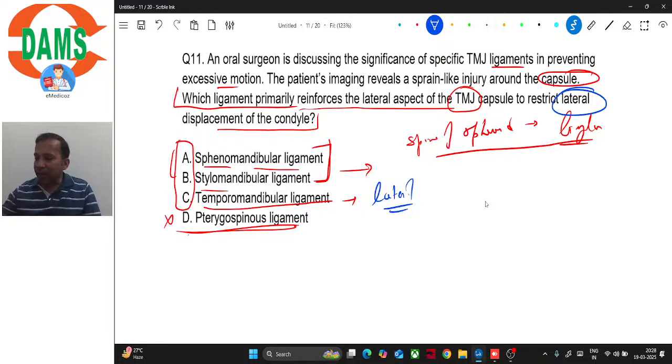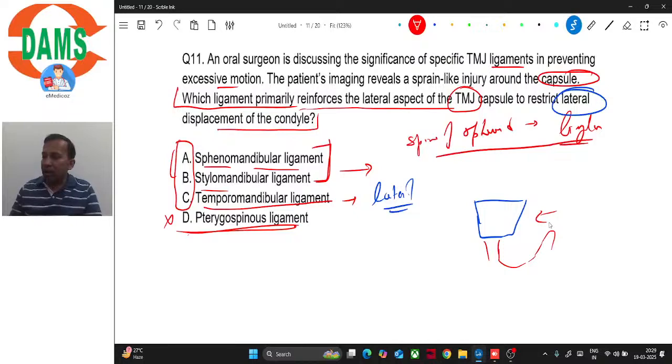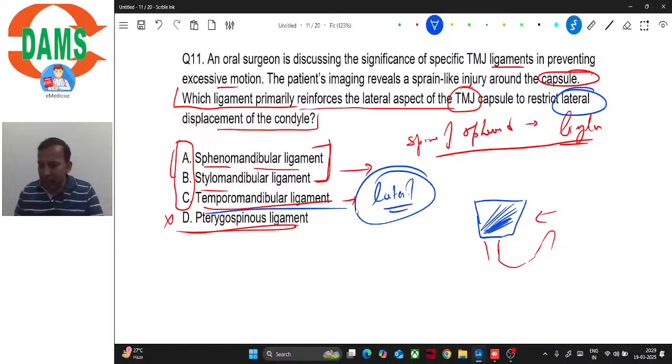displacement. So basically, let's say this is the TMJ covered by the capsule. Beneath it you can see the condylar neck coming out like this. So this is the capsular ligament, and on the lateral surface of this capsular ligament there would be a fan-shaped thickening of the capsule, and this fan-shaped thickening is what is known as the lateral ligament or the temporomandibular ligament. Correct? Is it clear?